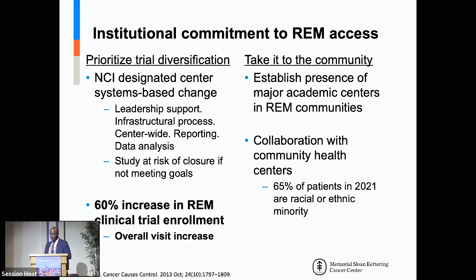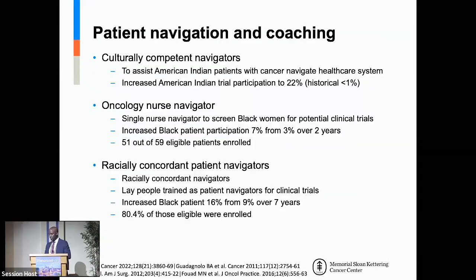So it helps with general health care, cancer care, but also with clinical trial recruitment. The other things to be mindful of are ways that we can establish a presence in these communities, whether by satellites or by collaborations. Our community health centers are where most people get their care, not the tertiary academic centers. So how those are involved, whether by collaboration or native trials there, plays a big role in improving clinical trial access for racial and ethnic minority populations.